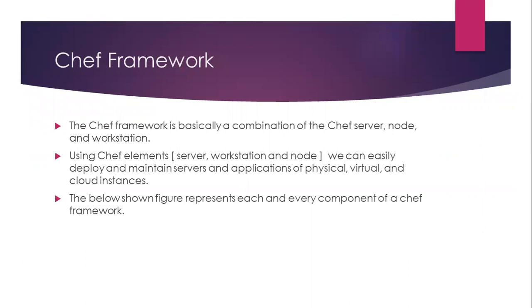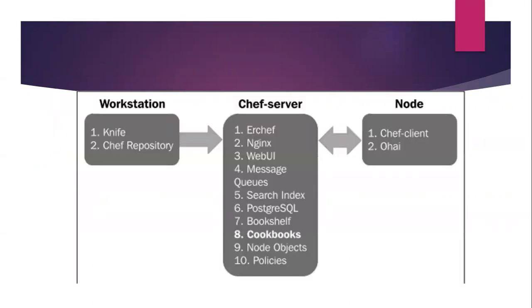So basically there are 3 elements: server, workstation, and node, which can help to manage the physical, virtual, and cloud instances. But if you really go and check inside these, workstation, Chef server, these are the things that will be there.